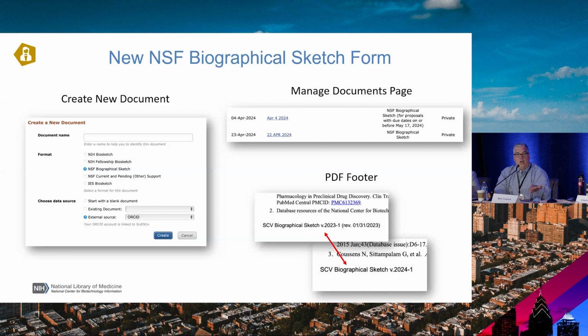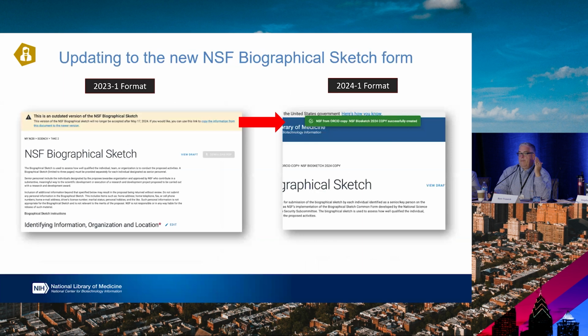Now, unlike the current and pending support form, which we automatically updated for everyone, the biographical sketch, you have to update on your own. And we tried to make it as easy as possible. If you open up a 23-1 form, you'll see at the very top, this is the outdated version. There's a link. Click on that link. We'll pull everything in that 23-1 form into the 24-1 format, and you're ready to go. You can change anything in that new form, certify it, download it, and send it over to Research.gov.